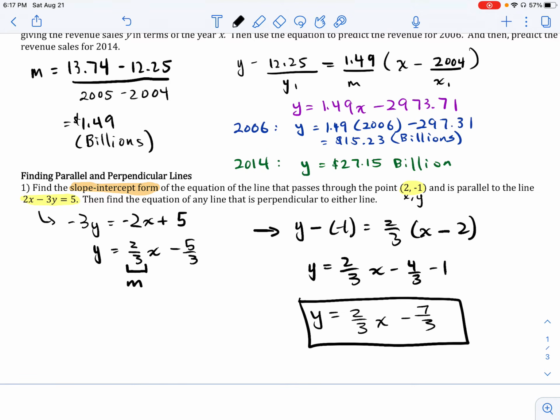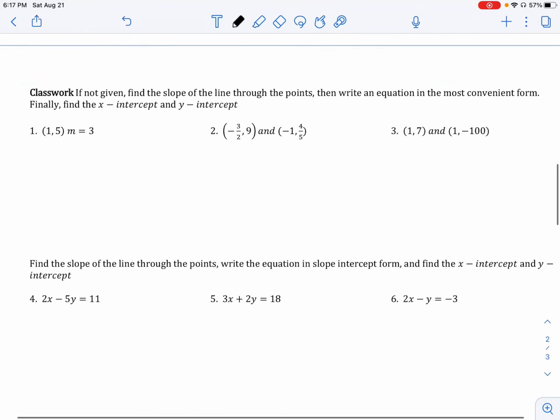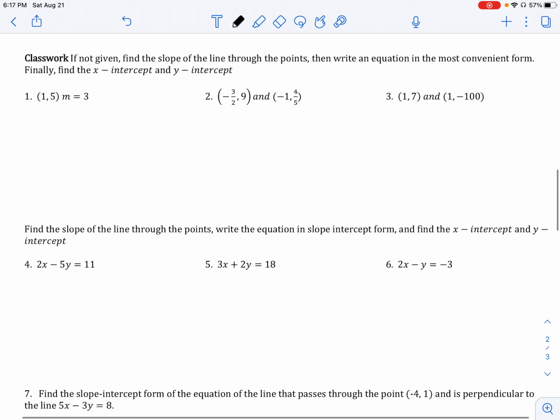Okay, all right, so there are some additional practice problems on the following page. I'm not going to do all of them, to give you some opportunity to work through these. I think I've modeled a few of them, but let me just quickly do, say, the first for each of the next 2 sections. In the first section, we're going to find the slope through these 2 given points, and then we're going to write the equation in the most convenient form. And then finally, we're going to find the x and y-intercepts. So let's break this down.